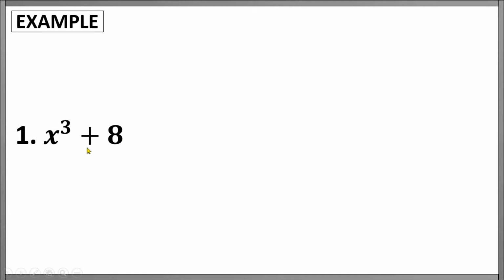Before we express this in factored form, let us check if the given is a sum or a difference of two cubes. The given terms are x cubed and 8. x cubed is obviously a perfect cube. 8 is the same as 2 cubed, we have 2 times 2 times 2. So therefore, 8 is also a perfect cube. These terms are separated by a plus sign. So therefore, what we have is a sum of two cubes. Now we are ready to get its factors.